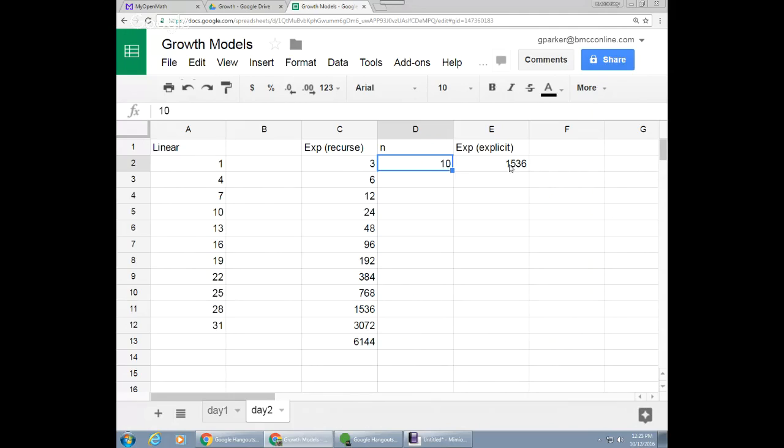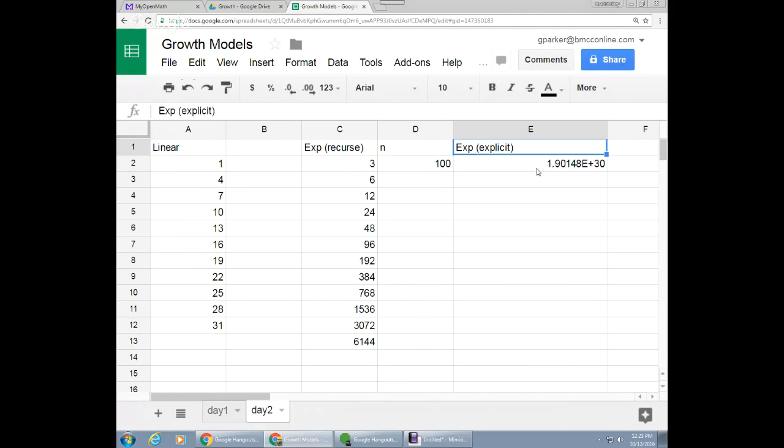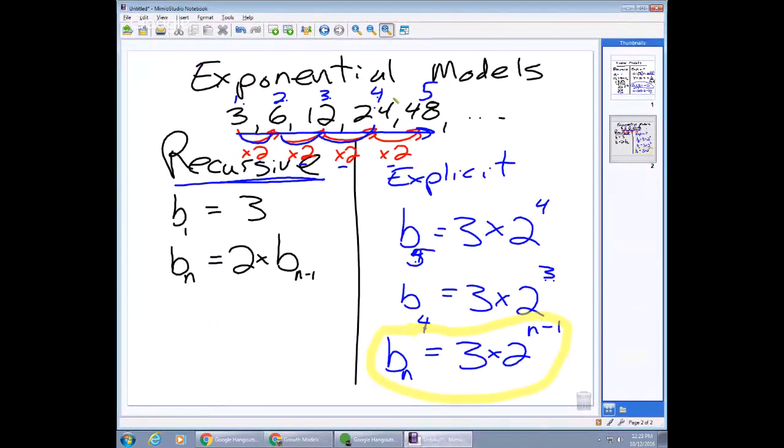So if the homework said, what is the 100th term? And I know the explicit formula, I can just type it in and it's a gigantic number. Let's see if I make that bigger, will it show me? No, it's too big to show. 30 places. Okay. So what's the problem with exponential growth? It grows awfully fast. And we'll look at that in a minute too. That number is too big, but it's correct. All right.